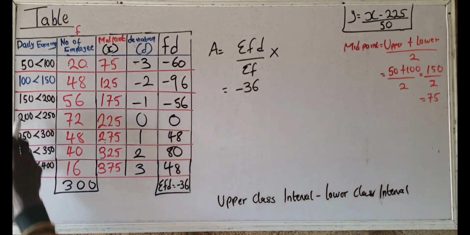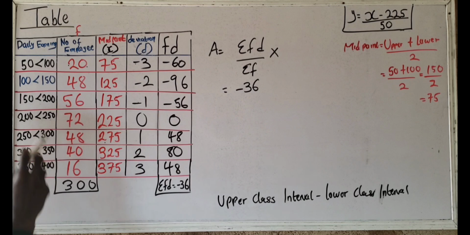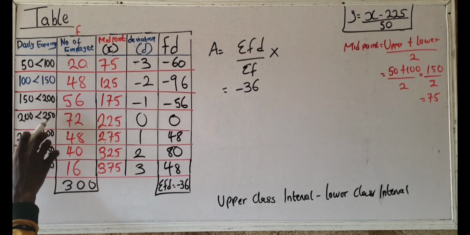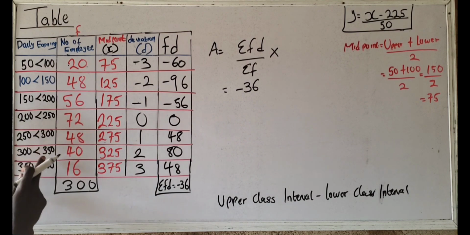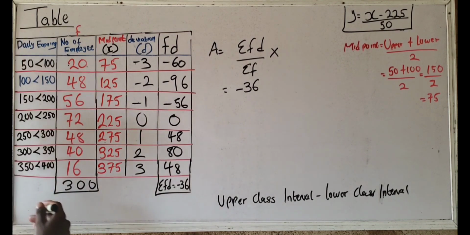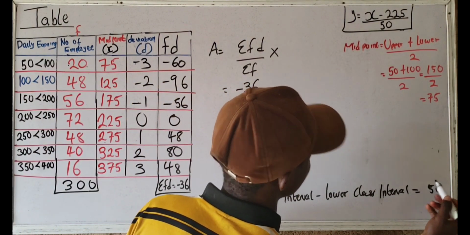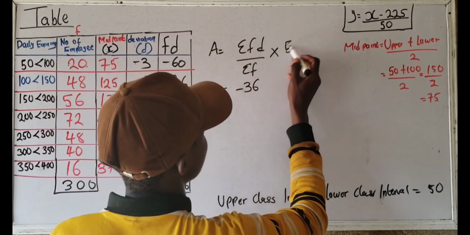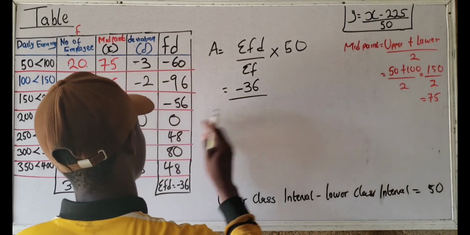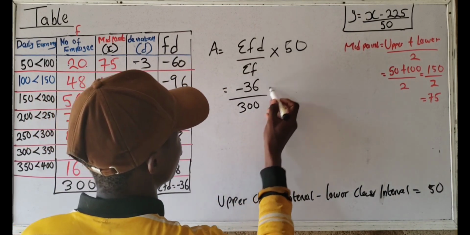Now let's start with the first one. 100 minus 50, that is 50. 150 minus 100, 50. 200 minus 150, 50. 250 minus 200, 50. 300 minus 250, 50. 350 minus 300, 50. You can see that the difference is 50. So here, the difference will be 50. So multiply it by 50. Summation FD is negative 36. Negative 36 divided by 300 multiplied by 50.